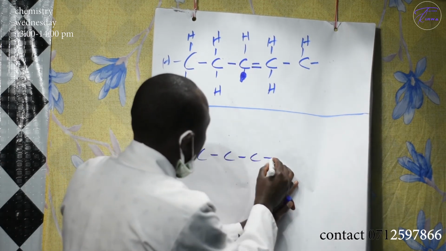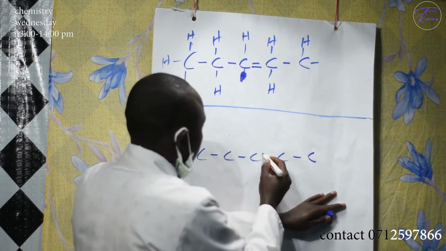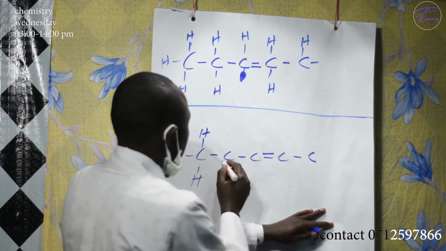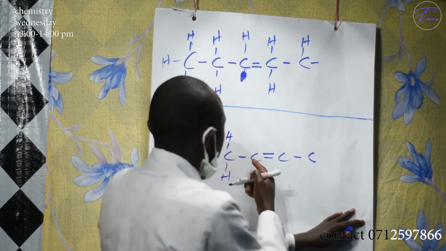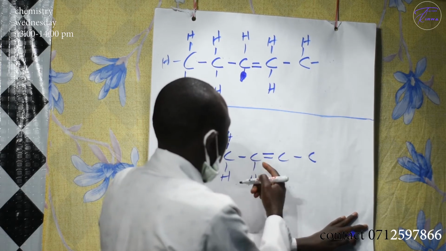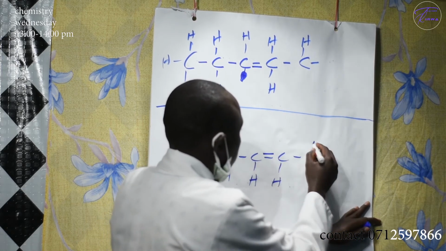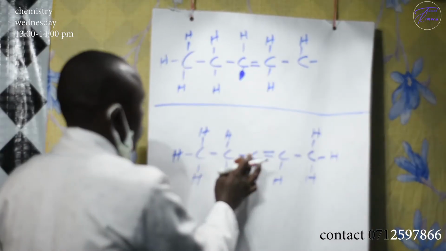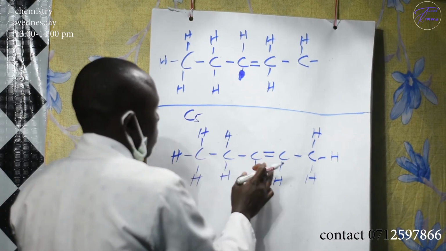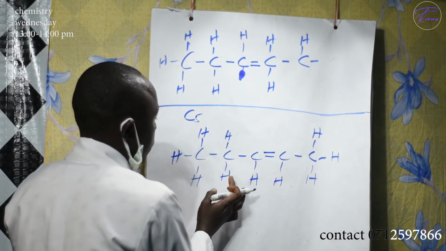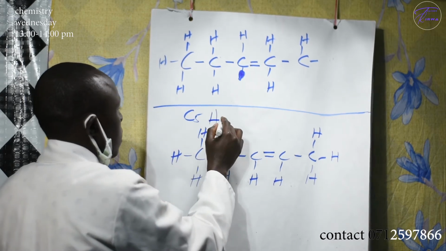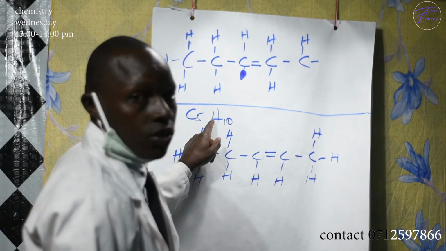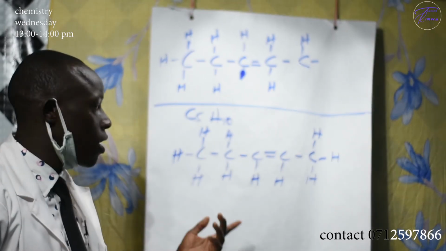One, two, three, four, five. This one is 1, 2, 3, 4. This is 1, 2, 3, 4. So this is 1, 2, 3, 4, 5. It is C5, and then 1, 2, 3, 4, 5, 6, 7, 8, 9, 10, H10. You see, it follows CnH2n. Okay, as we say, the general formula for alkenes.